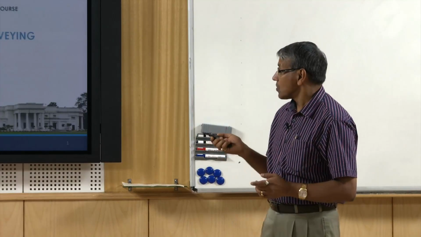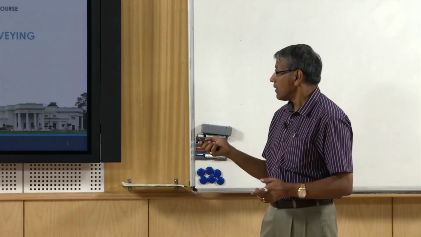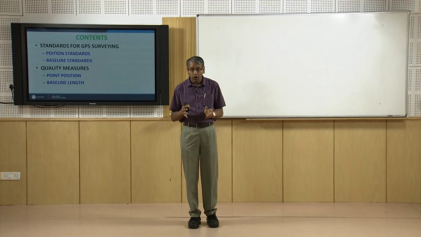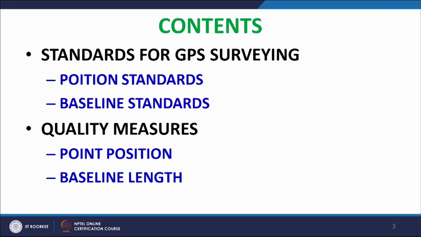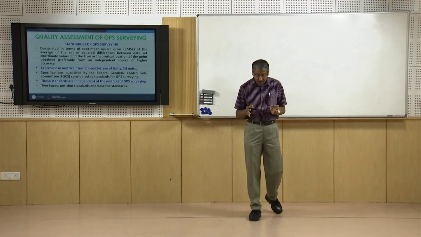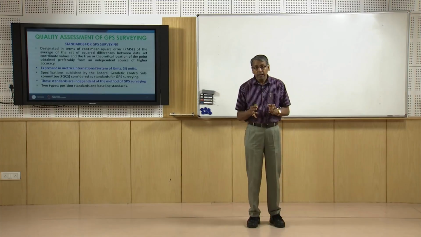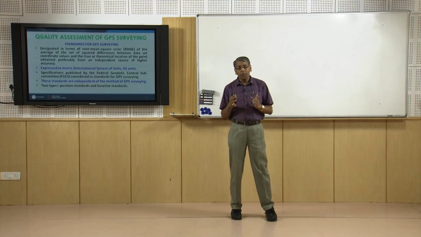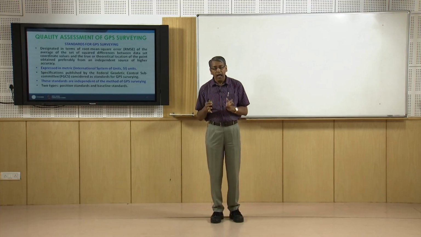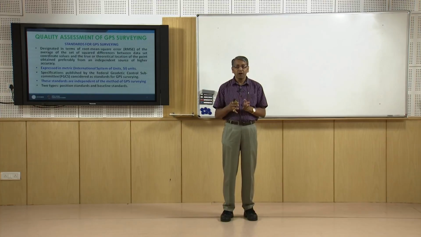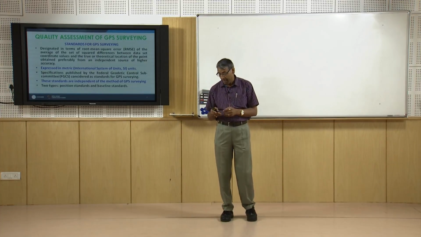So in this class we will first talk about the standards of GPS surveying, followed by the quality measures that we will compute to identify the standard or quality of our surveying. Now the standard of GPS surveying is defined by the root mean square error for position, and by parts per million for the baseline.